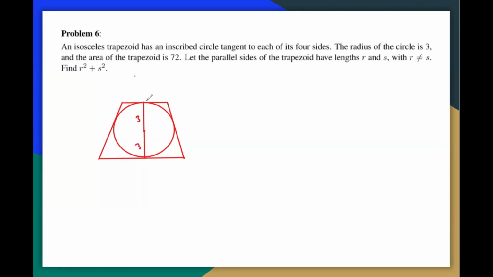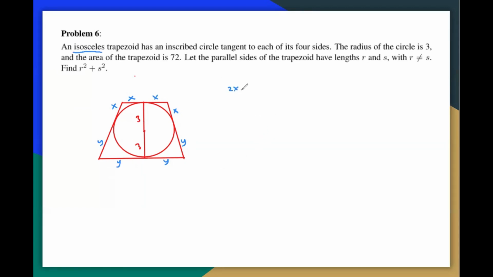Whenever you have a point outside the circle with tangents to two different tangency points, those distances are equal. So whatever this distance is should be the same as this distance. And the same thing if I say this is y, then this is going to be y as well. Since this is isosceles, we are going to have the same thing on the other side.